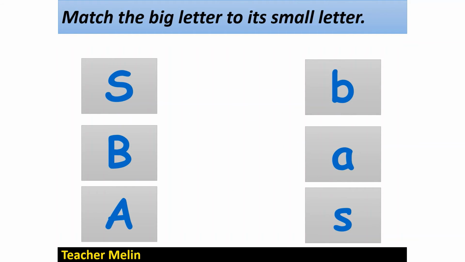Let's try the letters S, B, and A. What is the small letter of S? The answer is s. How about for letter B? The answer is b. And what is the small letter of A? The answer is a.